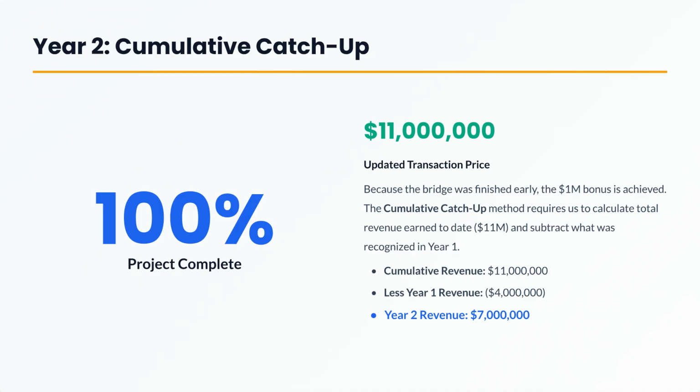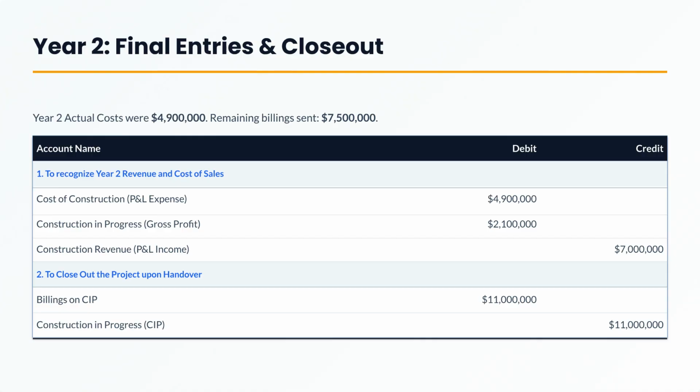Moving on to year 2, the project is finished, and we earned the $1 million bonus. Because the project is now 100% complete, we must use the cumulative catch-up method. Our updated transaction price is $11 million. Multiplied by 100%, our total cumulative revenue earned is $11 million. We subtract the $4 million we already recognized in year 1, leaving us with exactly $7 million of revenue to recognize in year 2. In year 2, our actual costs were $4.9 million.